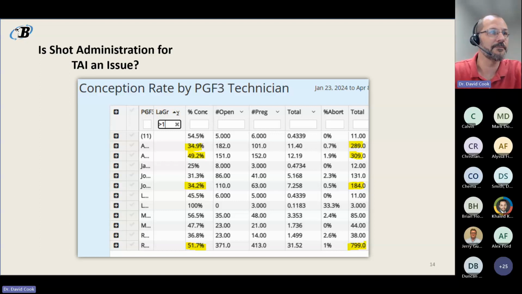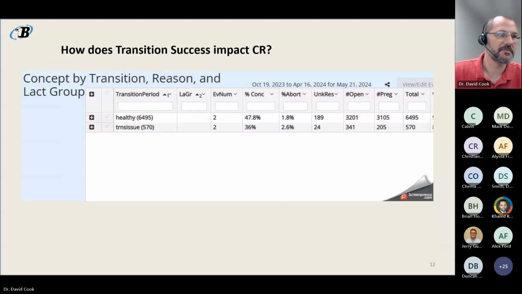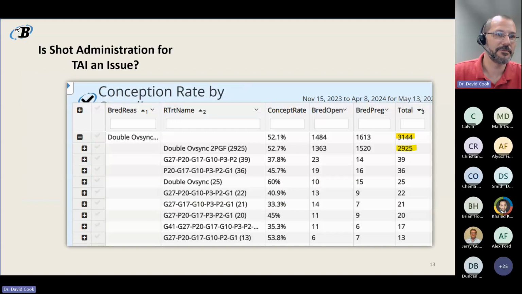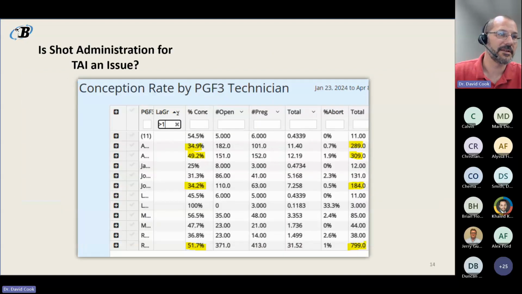There could be a variety of different things that they're doing wrong, even if they're the ones doing that shot. And so this conception rate by PGF3 technician is the same conception rate report as some of these other ones. Think of it as being the same as this conception rate by technician. But instead of grouping it by the breeding technician, we're going to group it by the technician of that third PGF. And so now we can see by different technicians, are there differences?